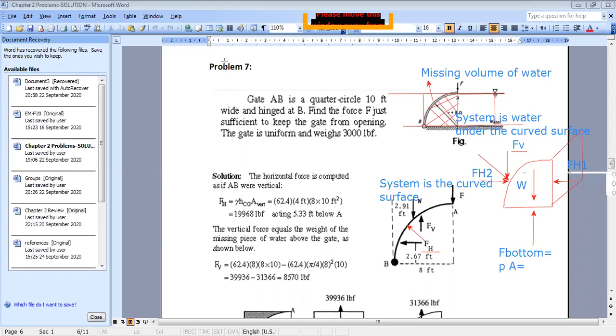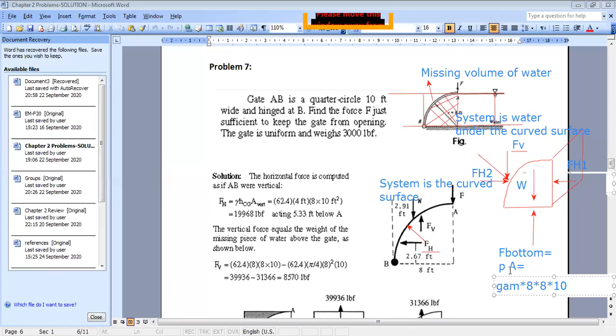So if I replace, the pressure is gamma of my fluid times 8, times the area. The bottom area is 8, as you can see here, and I have a width of 10. So times 8 times 10.